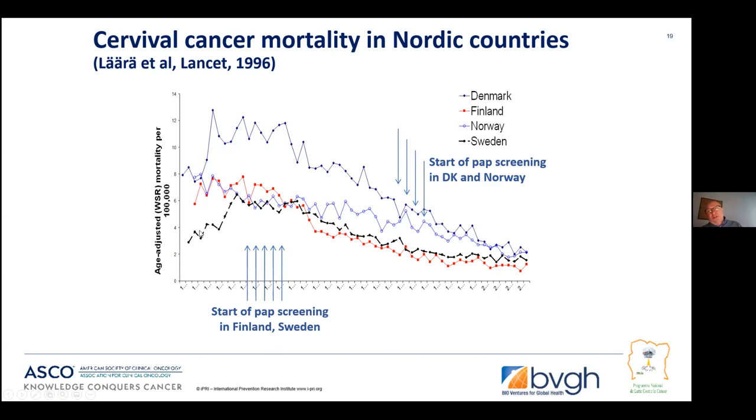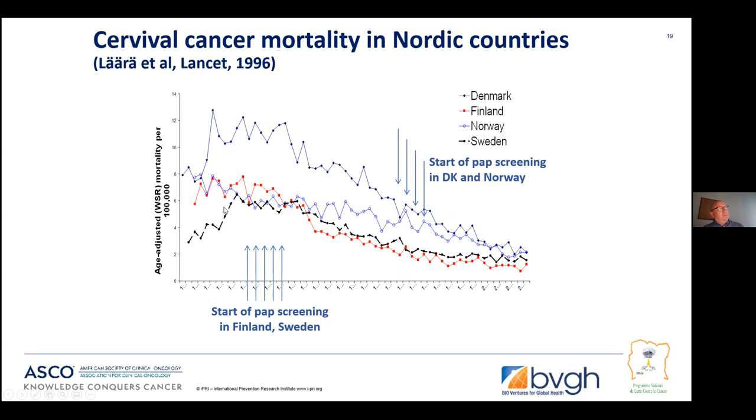What this graph shows is the incidence rate of cervical cancer, year by year for these four countries. In fact, in Nordic countries, two countries, Finland and Sweden, introduced pap screening very early, in the 60s. Whereas Norway and Denmark decided not to introduce it too early. They preferred to wait some years.